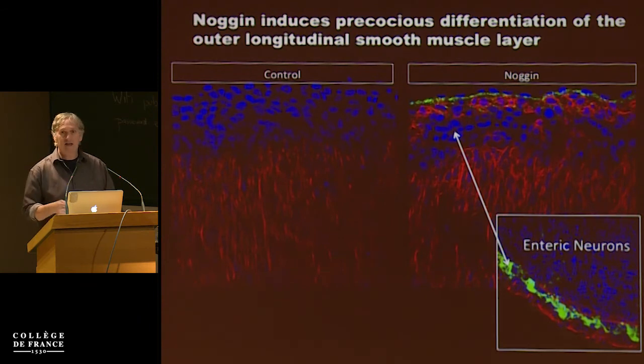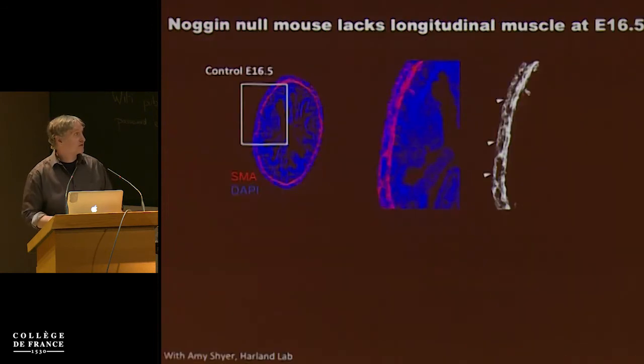Well, that says noggin can do it. Is noggin actually doing it? So noggin's been knocked out in the mouse. We contacted Richard Harland, who knocked out noggin, and first we just asked him, what's the smooth muscle look like in the gut in the noggin knockout? He said, well, it certainly has smooth muscle. It looks like it's fine. But of course, if you don't look in section carefully at the orientation and the layers, it would look like it had muscle. So we asked him if he could actually send us the mice.